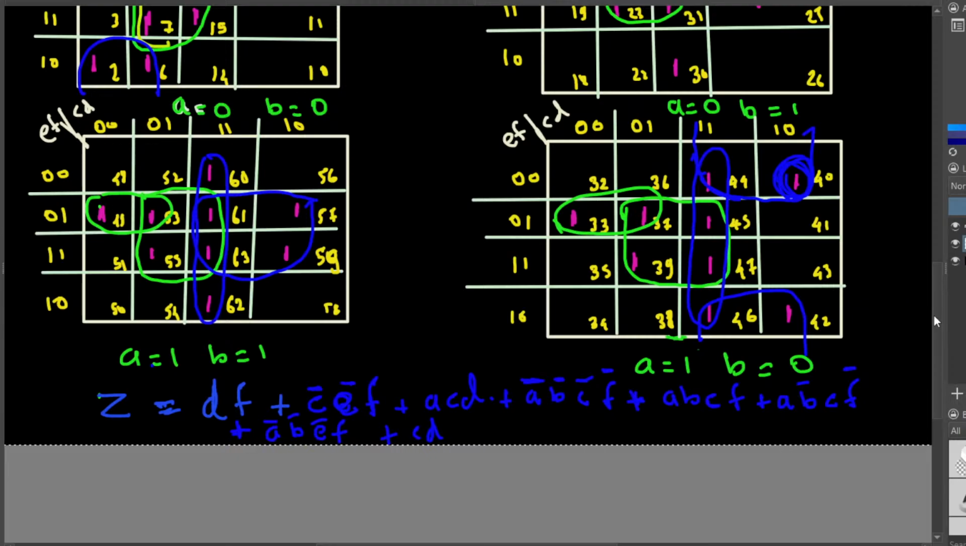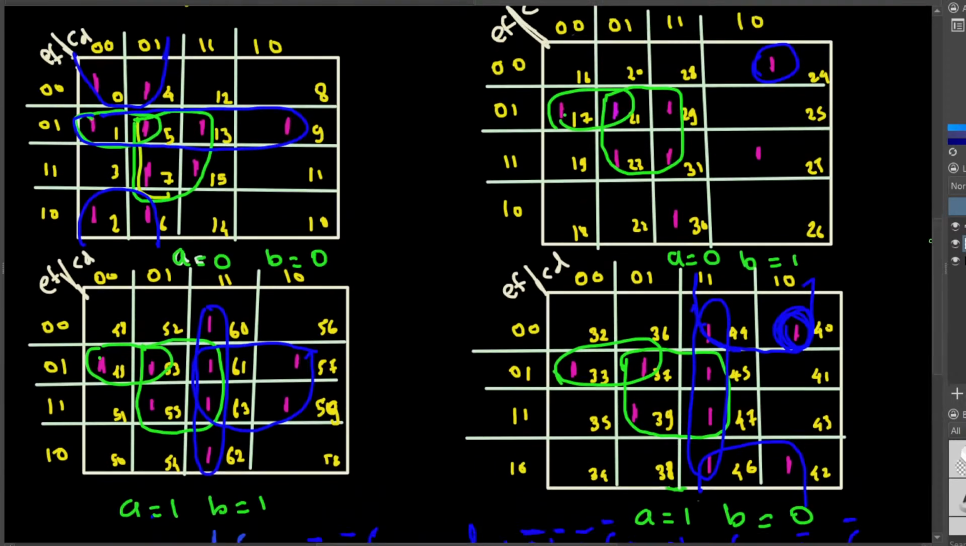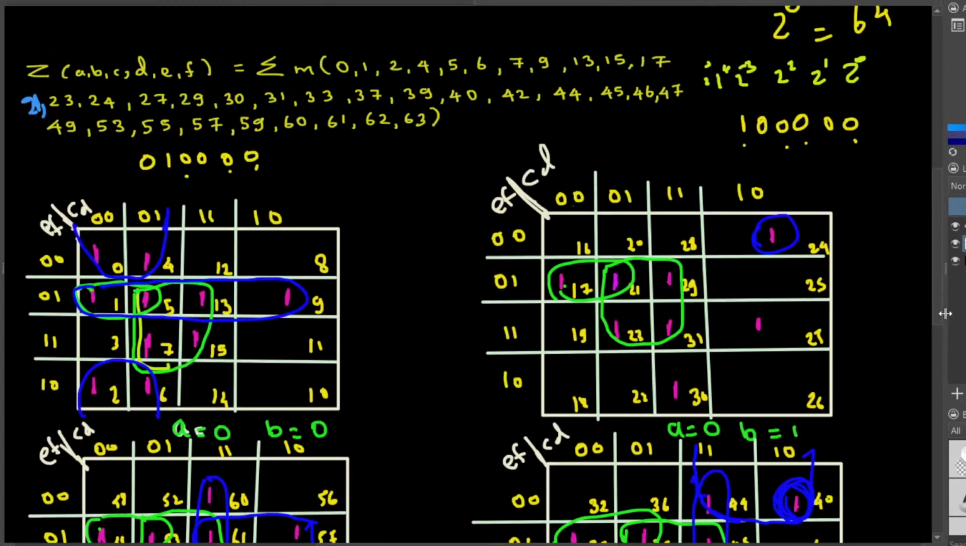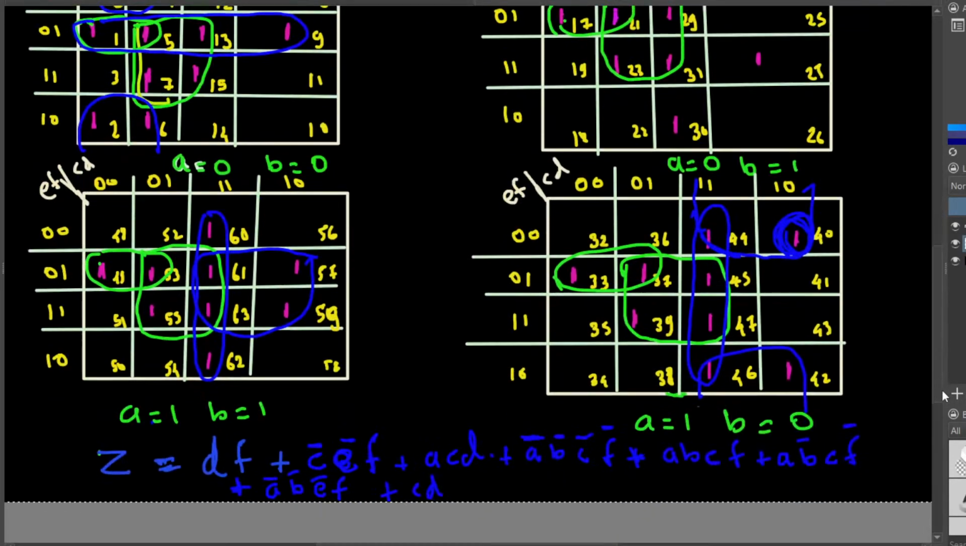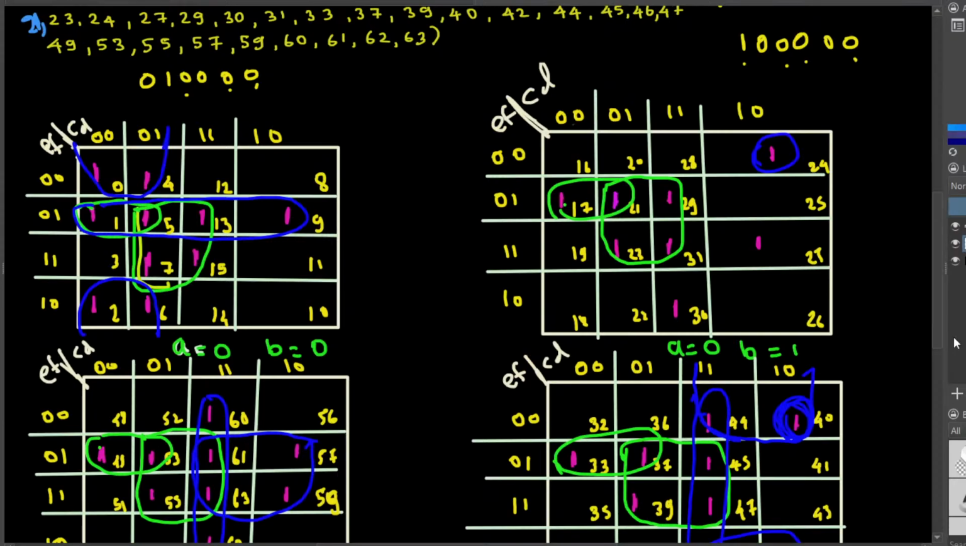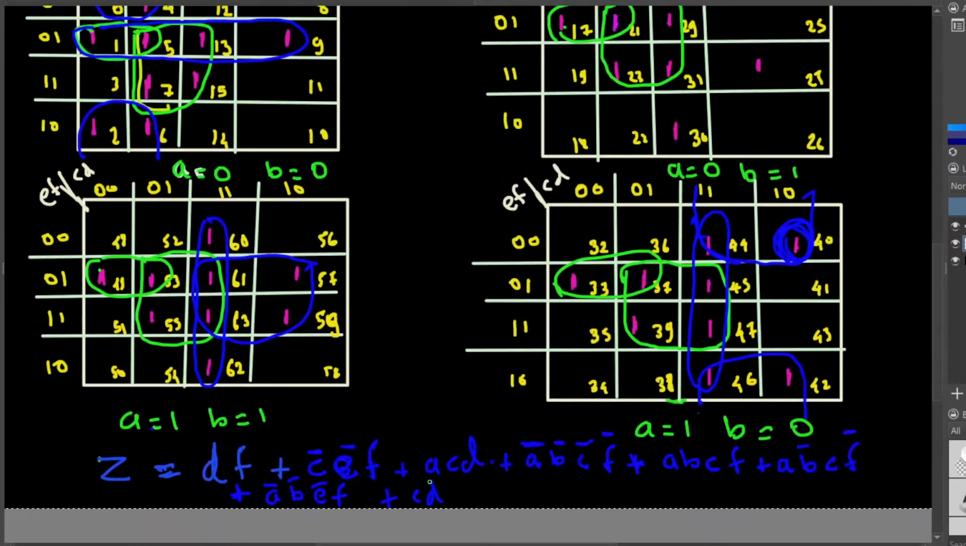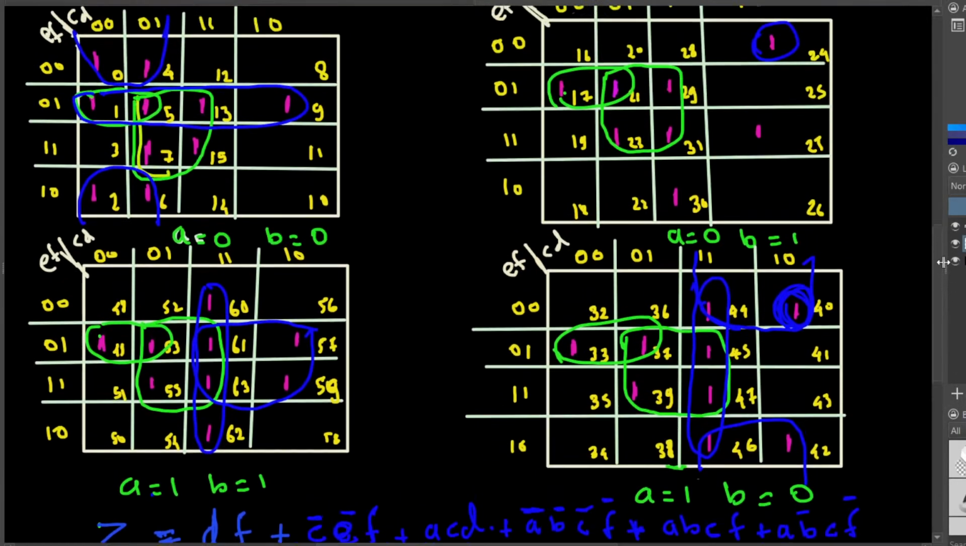C D, both of them we took. What else? Okay, C D, but D is a 0, so I have to do complement. EF remains the same because it's only in one row. So E and F are going to be there, but both of them are 0. I have to do complement for it.